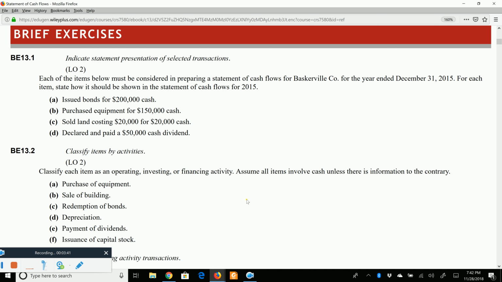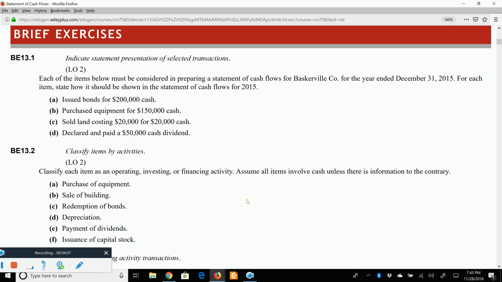And last but not least, letter D, we declared and paid a $50,000 cash dividend. Well, we're the company that's paying dividends to our shareholders. That's a cash outflow. And because dividends are a payout of the retained earnings, which is an equity account, we are talking about a financing activity. So that's the key here.